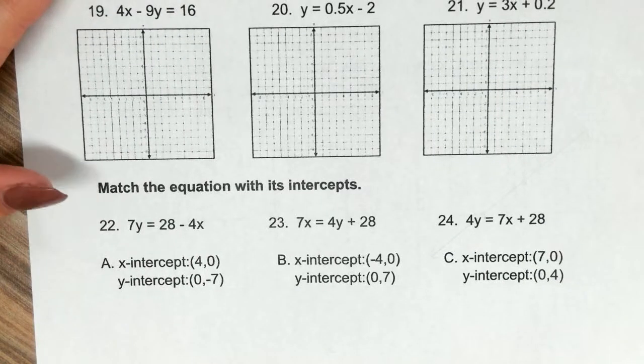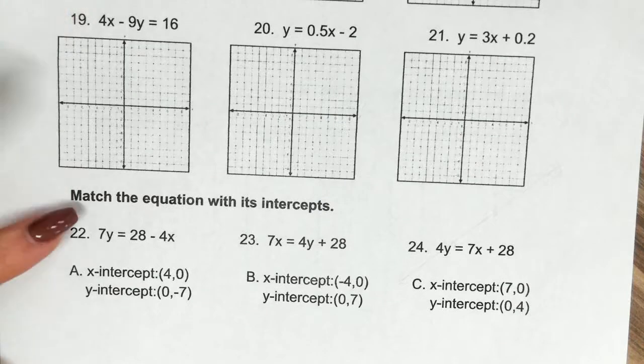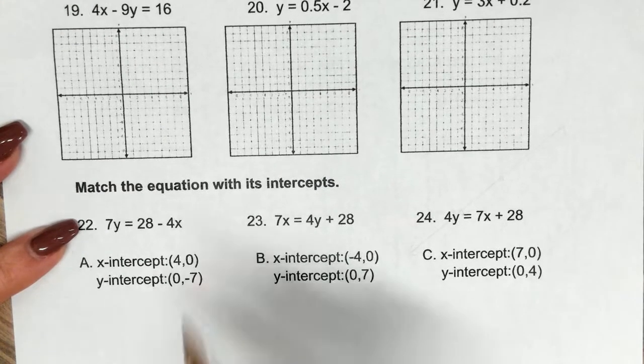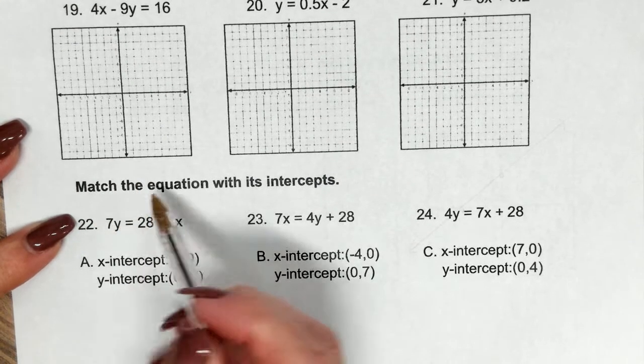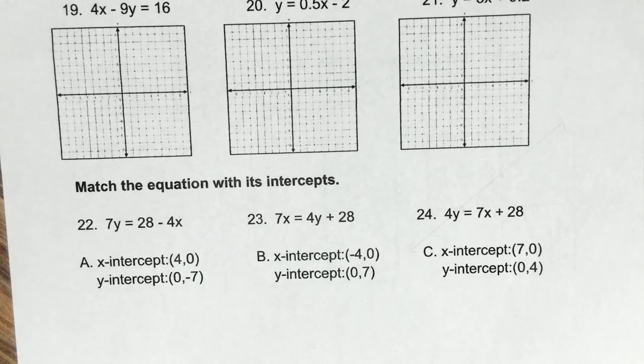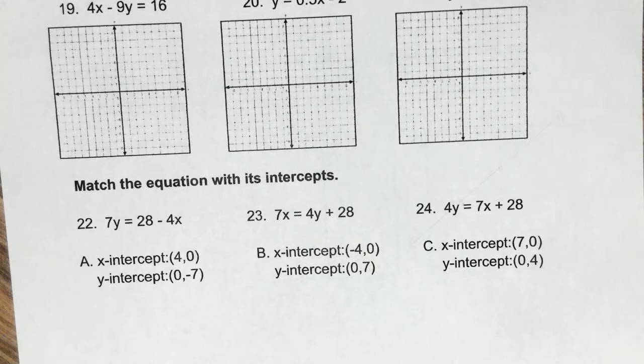Okay, then at the bottom, it's just matching. Match the correct X and Y-intercept. So if 22 is C, I want you to write C above it or right in here. Makes sense? And I made that up. It's not C. I have no idea. It might be. I don't know. Get busy.